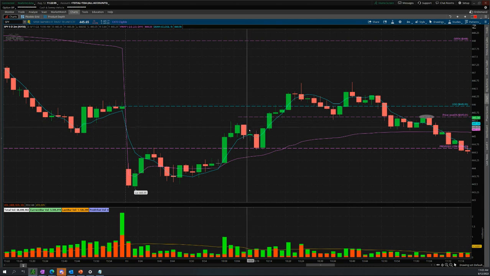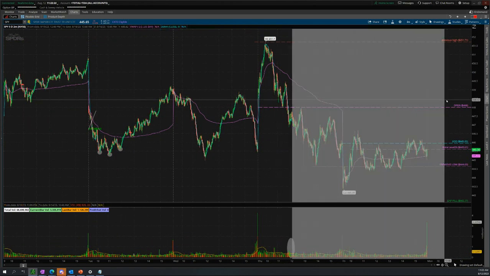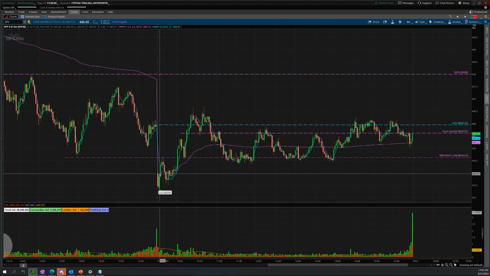You're seeing sellers trying to take control of the market, and now you're seeing a lot of sellers that went short here, right? All the sellers that went short here are now stomping out of their trade right here, adding fuel to the fire, right? And price rallies, right? So once again, the more you understand what you're actually looking at, the better trader you're going to become, a way better trader.